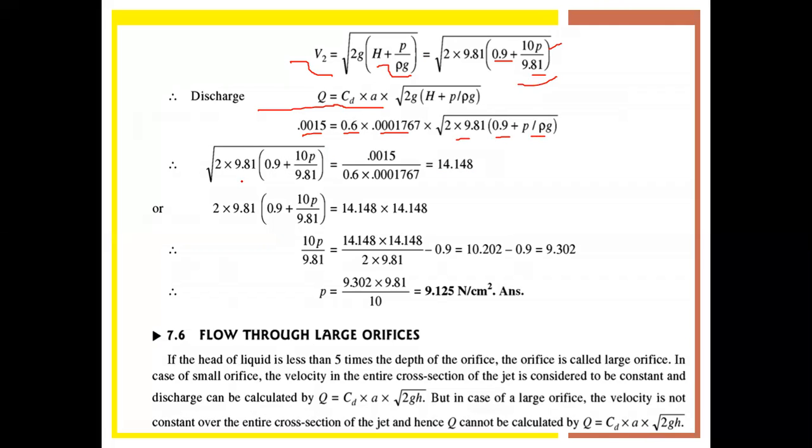Now calculating this one, so keep on calculating this one, right? So doing the calculations, finally we got the pressure head as 9.3. Therefore, pressure P is equal to 9.3 into 9.81 divided by 10. It is equal to 9.125 Newton per centimeter square.